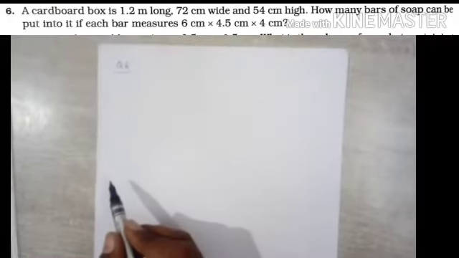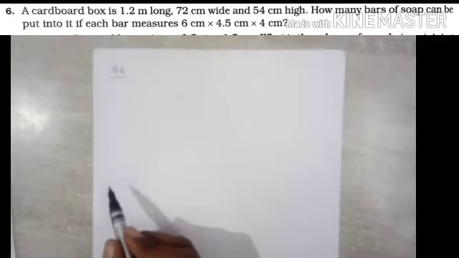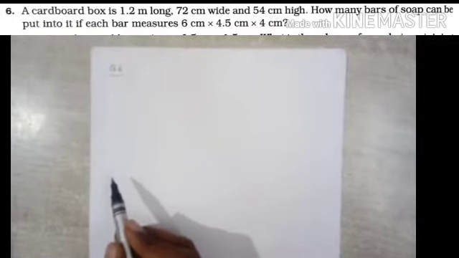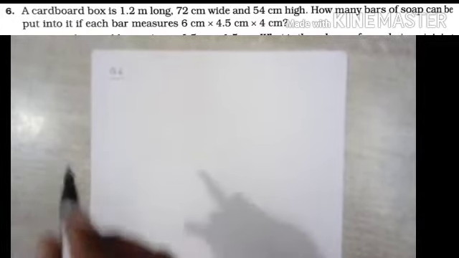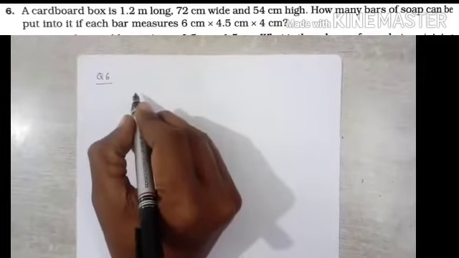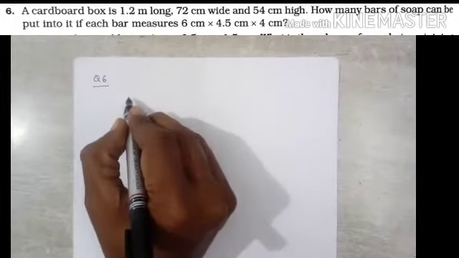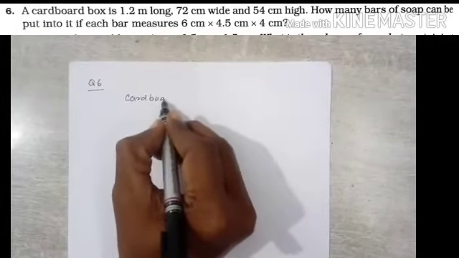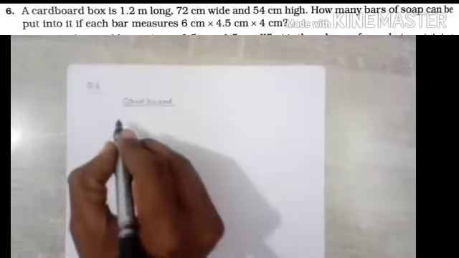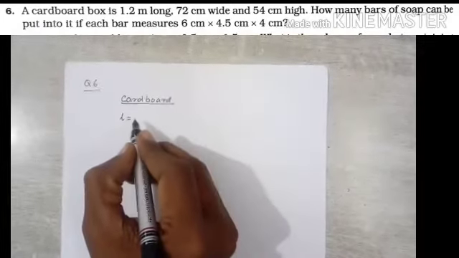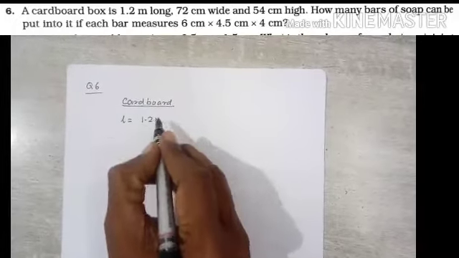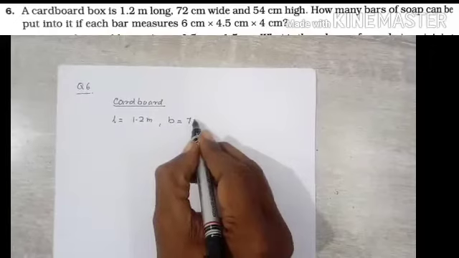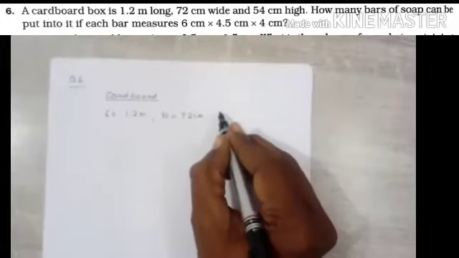Now we will see question number 6 of our exercise 20A. The question is saying a cardboard box is 1.2 meter long, meaning length of cardboard is 1.2 meter long. So first of all we write cardboard. Length of cardboard is given 1.2 meter. Breadth is given 72 centimeter and height is given 54 centimeter.